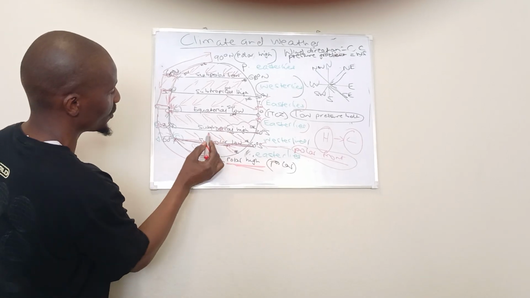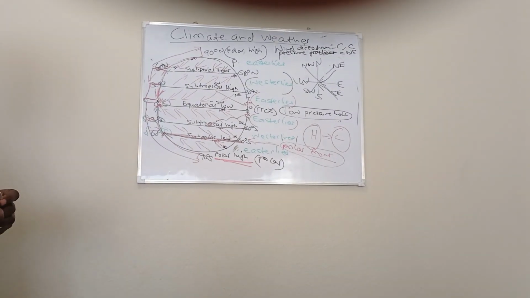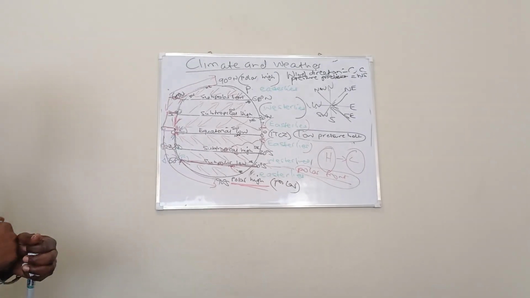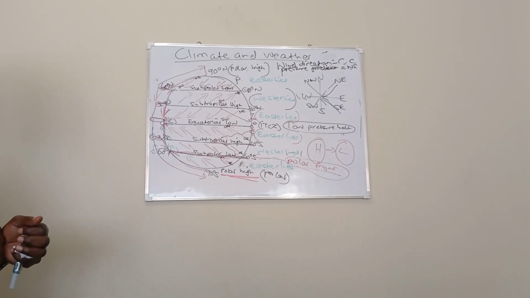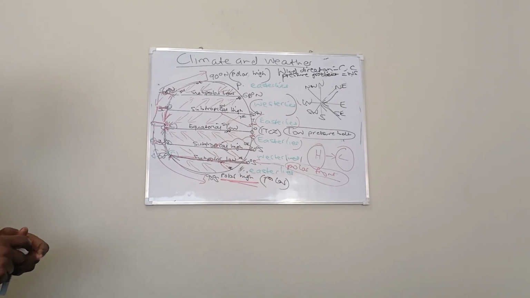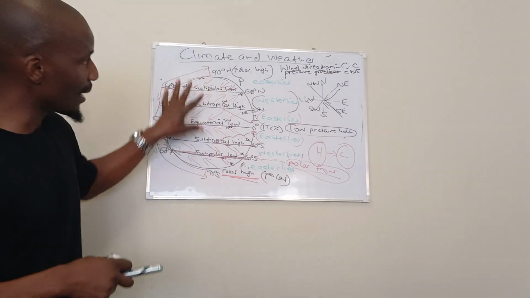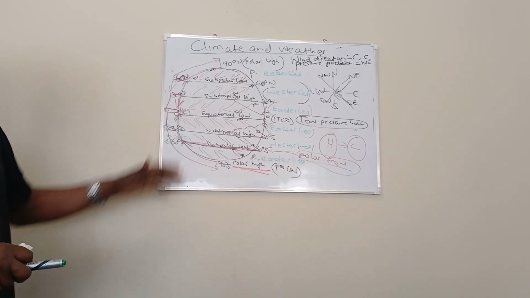Then from there, we have got our subtropical high. I think this one I've explained in relation to the position of the Kalahari High, the South Atlantic High, and South Indian High, usually, and how it affects the South African weather map. But basically, this is what it's all about in as far as climate and weather is concerned. This is just an introduction.